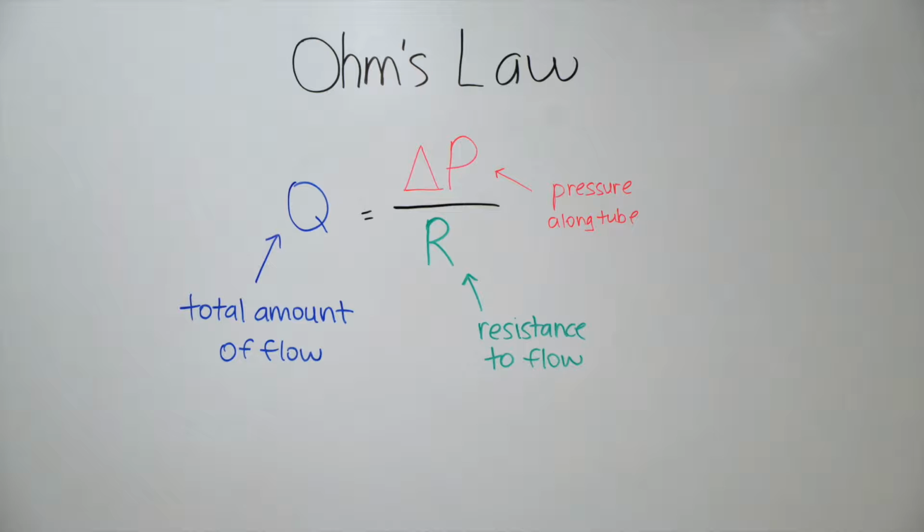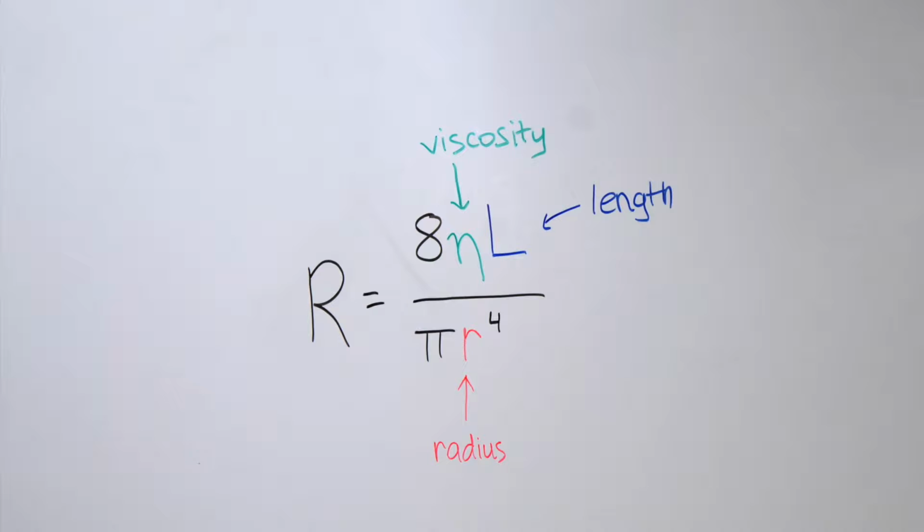Here is Ohm's law. This states that flow, Q, is equal to the change in pressure along the tube, delta P, divided by resistance to flow, R. Resistance can be described by this equation here, with eta as the viscosity of the fluid, L as the length of the tube, and R as the radius of the tube. These equations can be used to explain drip rates in the frog.